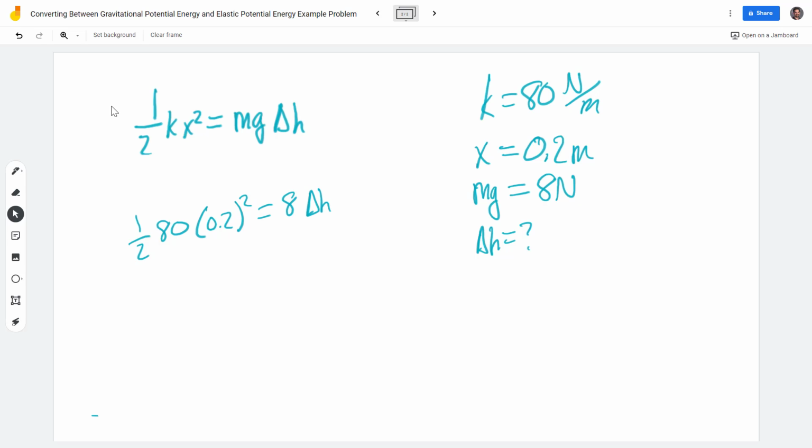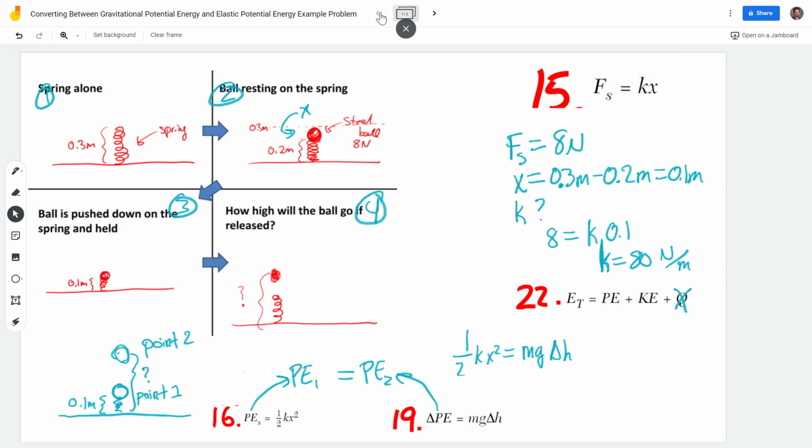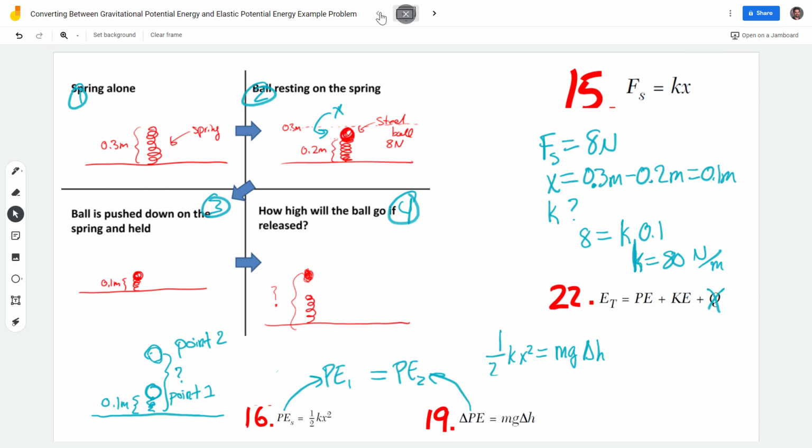And can we solve for that? You can do this too, so you're checking me. I get 0.2 meters. Is that right? You guys get that? All right. So it doesn't actually get back to the equilibrium point, but it does get higher than when it's just resting. Wait, no, it doesn't.